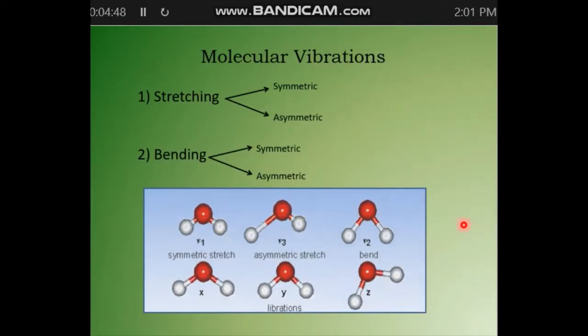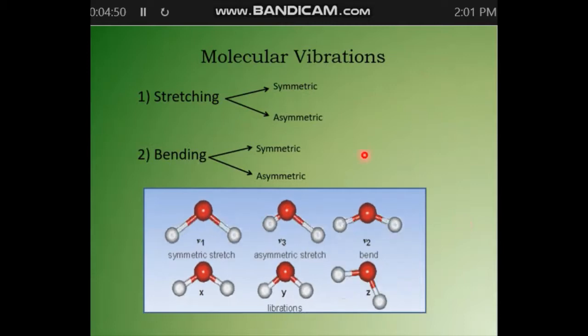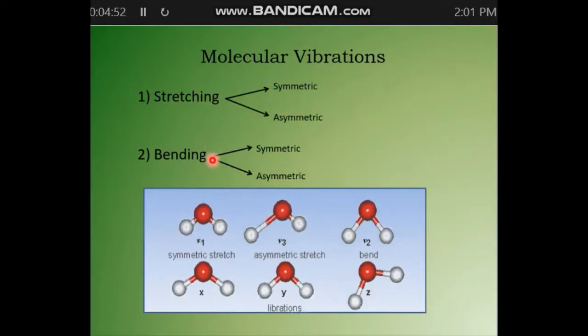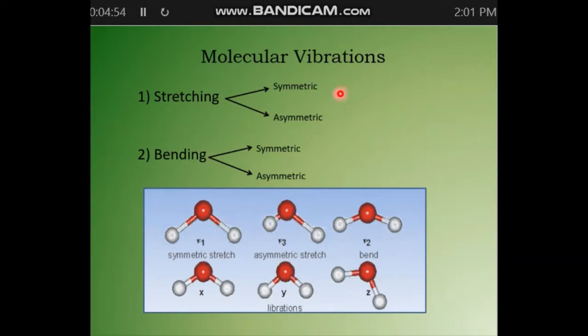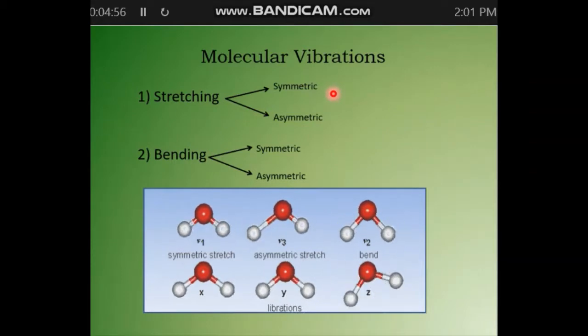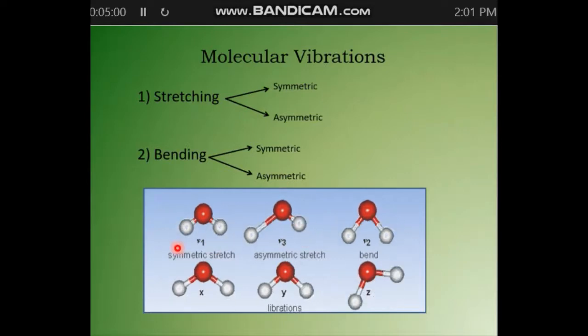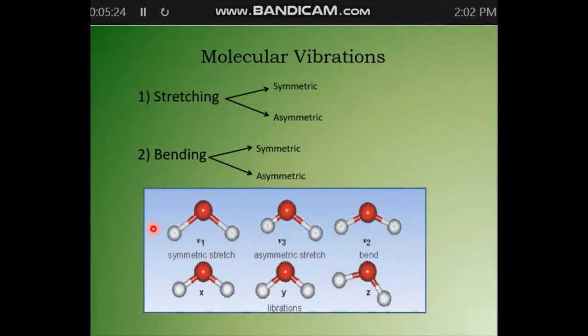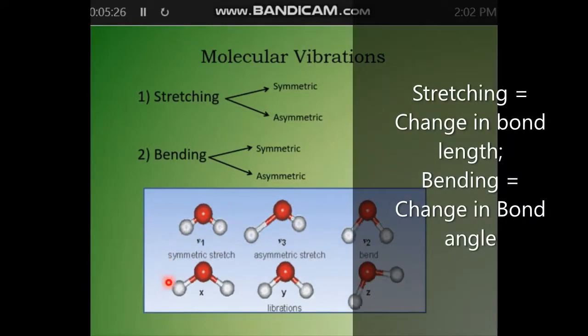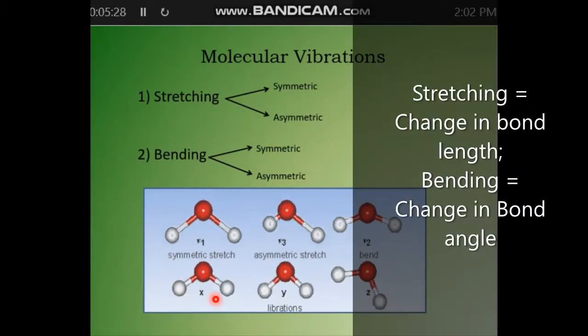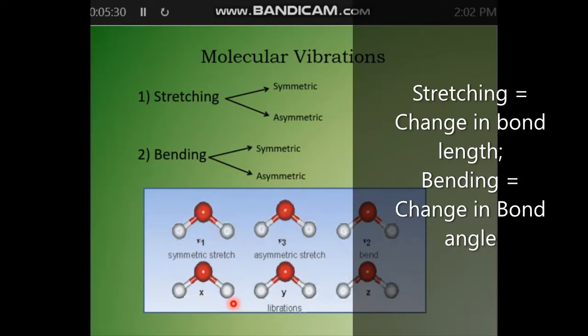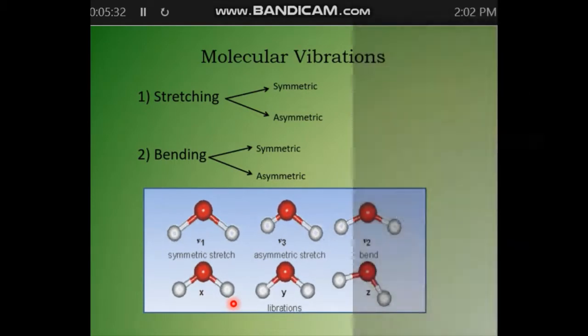There are two types of molecular vibrations, stretching and bending. The stretchings or bendings are either symmetrical or asymmetrical. As you can see here, stretching involves a change in bond lengths between two atoms, and bending involves a change in bond angle between two atoms.